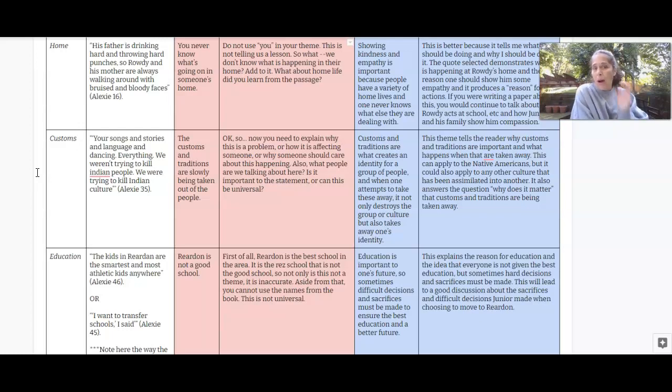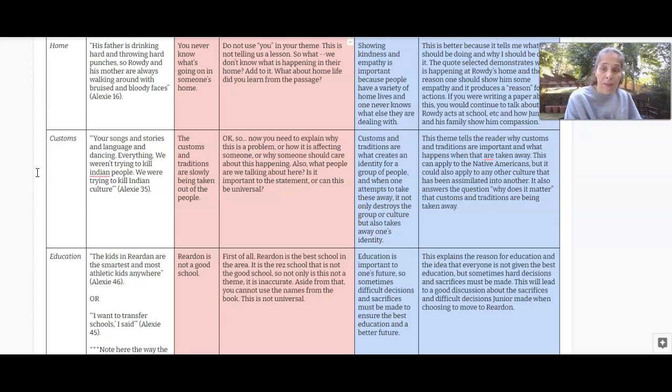So you need to explain why this is a problem, or how is it affecting someone, or why should someone care about this happening? Also, what people are we talking about here? Is it important to the statement, or can this be universal? So here's a better theme. Customs and traditions are what creates an identity for a group of people. And when one attempts to take these away, it not only destroys the group or culture, but also takes away one's identity. This is much better because this theme tells the reader why customs and traditions are important and what happens when they're taken away.